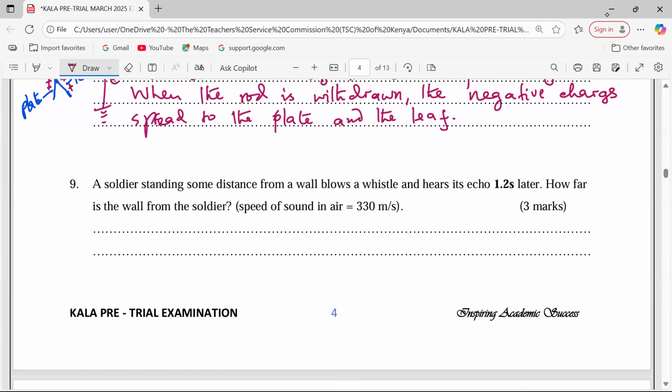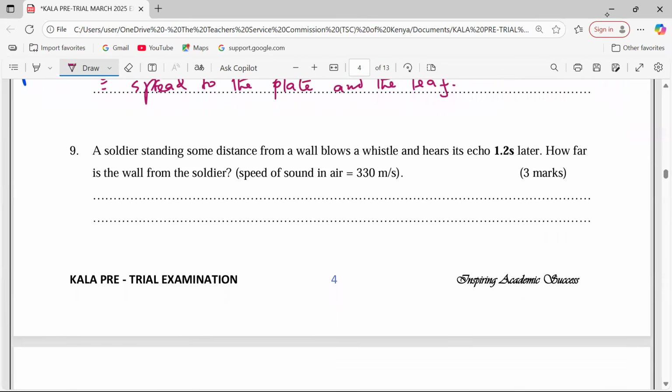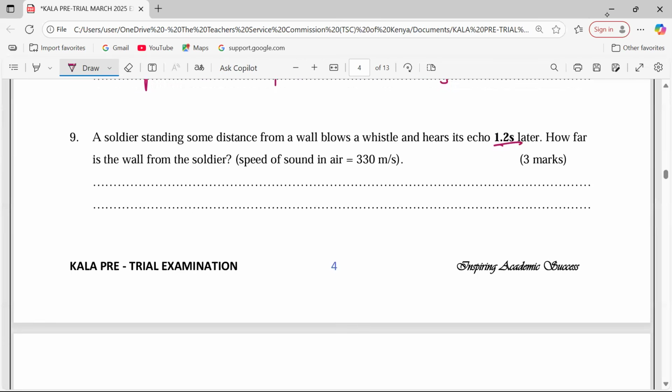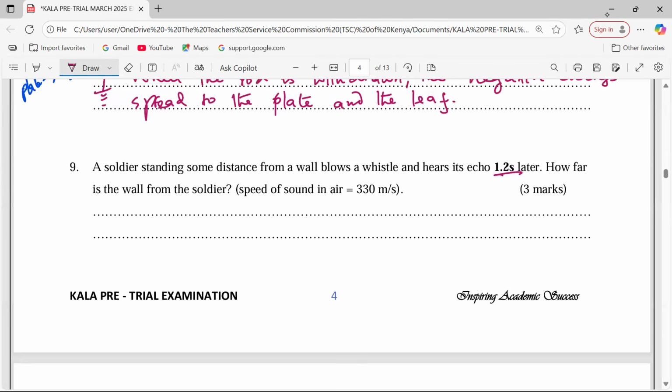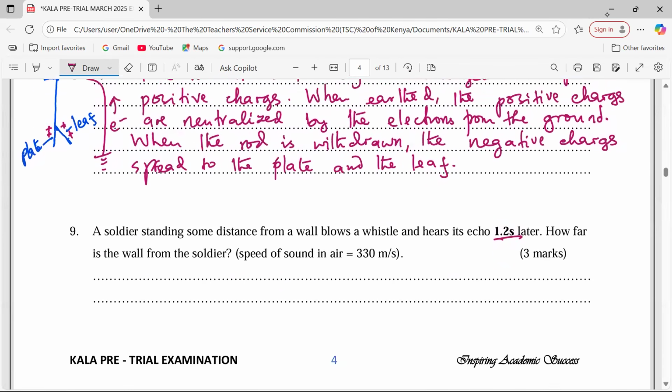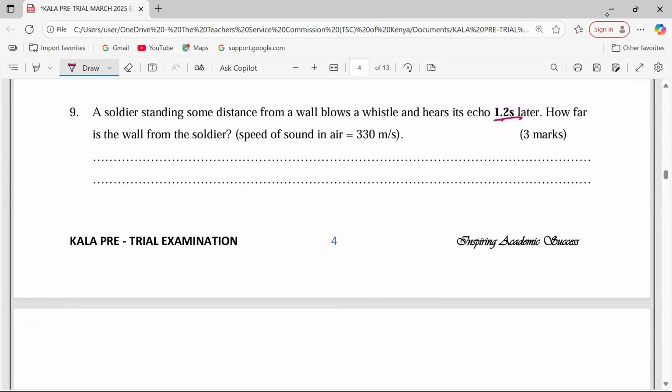Look at number 9. A soldier standing some distance from a wall blows a whistle and hears its echo 1.2 seconds later. How far is the wall from the soldier? In brackets, we are given the speed of sound in air as 330 meters per second. So we shall say that generally speed is given by distance out of time.